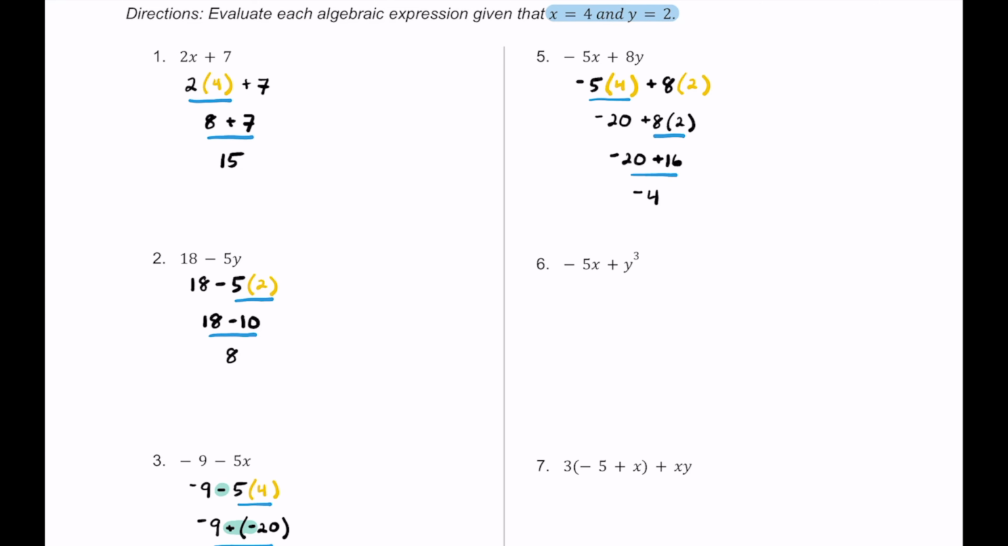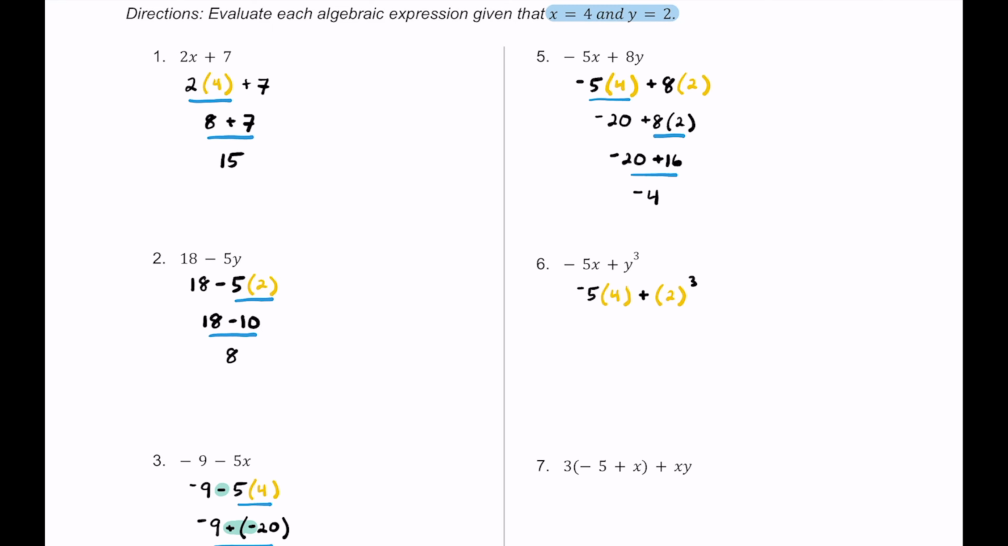For number 6, we have this negative 5x plus y cubed. So it's negative 5 times whatever x is plus whatever y is cubed. So making some substitutions, we have negative 5, that's going to multiply by x. We know x is equal to 4. Let's make that substitution. And then we're going to add on this y here. Now y is equal to 2. Let's go ahead and plug that 2 in, and let's go ahead and cube that.